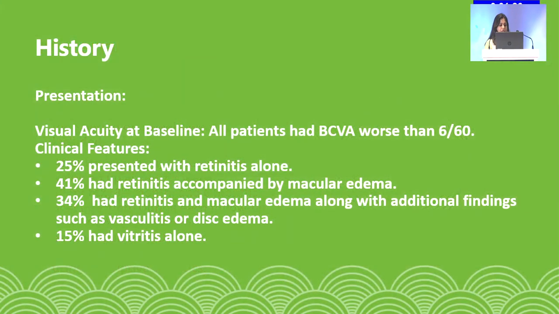So, on presentation, at baseline, all patients had best corrected visual acuity worse than 6/60. 25% presented with retinitis alone, 41% had retinitis accompanied by macular edema, 34% had retinitis and macular edema along with additional findings such as vasculitis or disc edema, and 15% had vitritis alone.